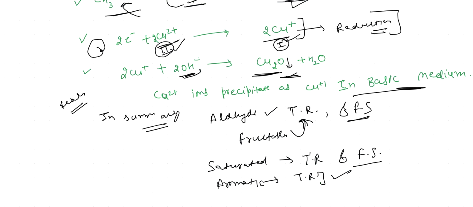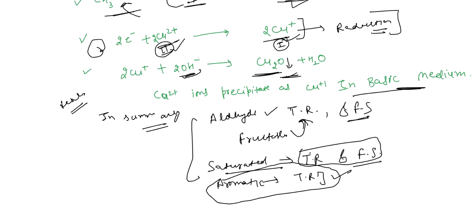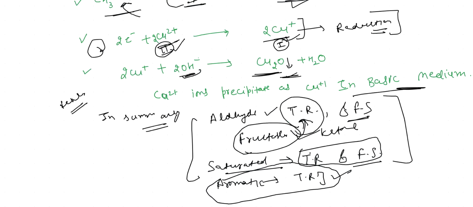Saturated aldehydes are oxidized by both reagents. Only aromatic aldehyde is oxidized by only Tollens reagent, and fructose is also reduced by Tollens reagent. This is the only ketone. So clear? This is the way we can distinguish aldehydes from ketones, because these two are mild oxidizing agents.